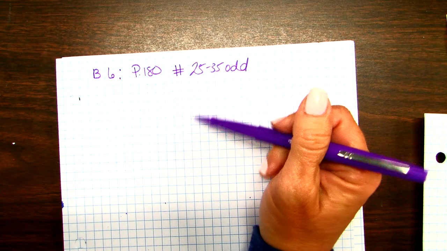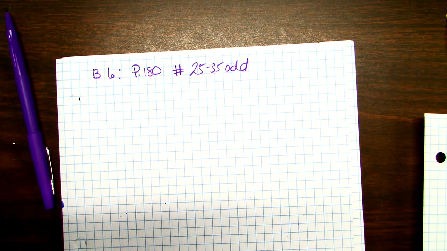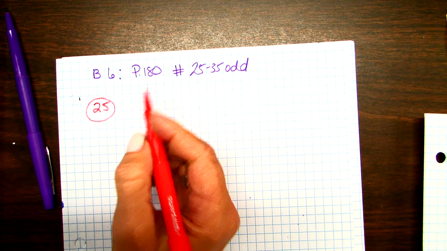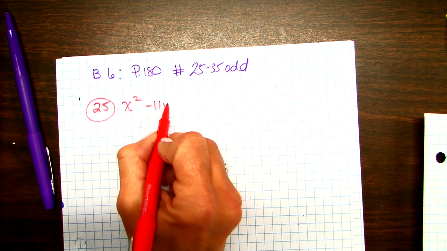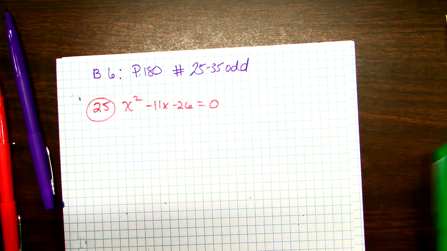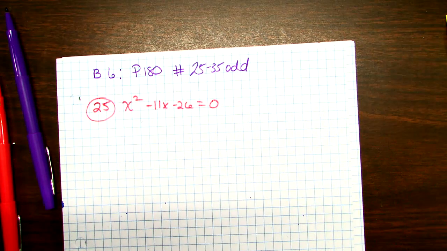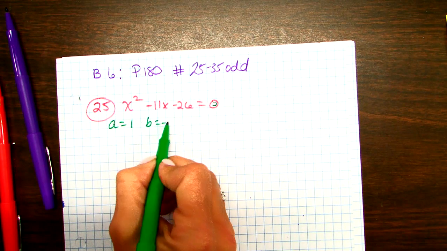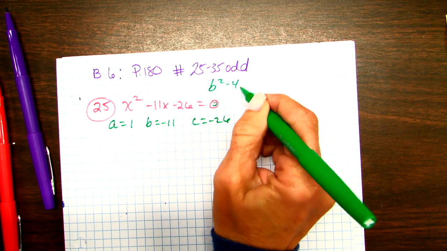Guys, I'm not about busy work. I could easily have assigned the whole section. I'm just giving you the odds. That's enough for you to understand it, okay? So first step, whether it's yesterday's work or today's work, standard form is important, right? So we're happy with the way it is right here. So we can identify A, B, C, and then we're going to plug right into the discriminant.